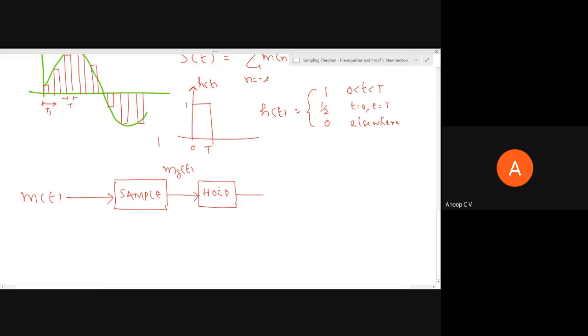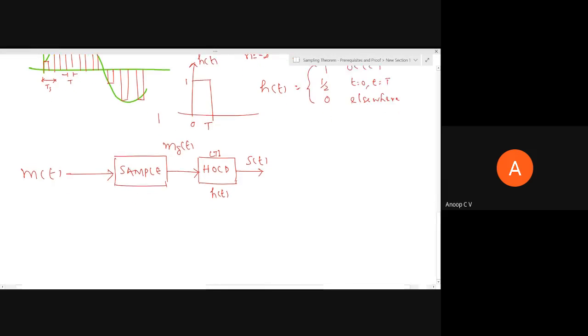And if I pass this m delta of t through some circuit, I'll assume the impulse response of that hold system, or the LTI system, which I named as hold, is h of t. Then when I pass this m delta of t through this LTI system, I'll get s of t. So this is my assumption. Now we have to see whether this system model fits what we have intuitively found just now. That's what we are trying to do.